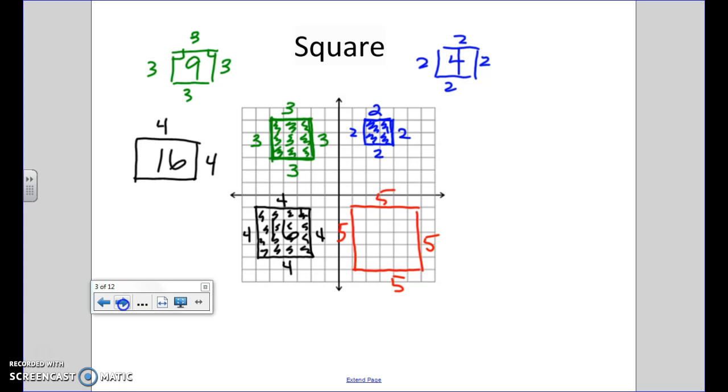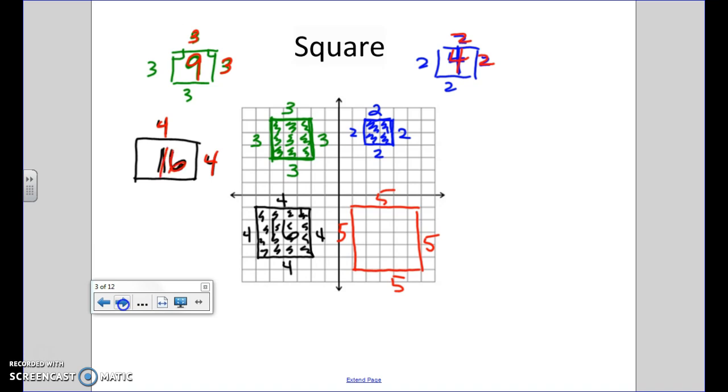If the lengths are 2, the area is 4. If the lengths are 3, the area is 9. And if the lengths are 4, the area is 16. I don't know if you're seeing a pattern yet, but the pattern that I see is that if I multiply the length times the width, then I'll get the area. So when I take 2 times 2, I get 4. When I take 3 times 3, I get 9. And when I take 4 times 4, I get 16.